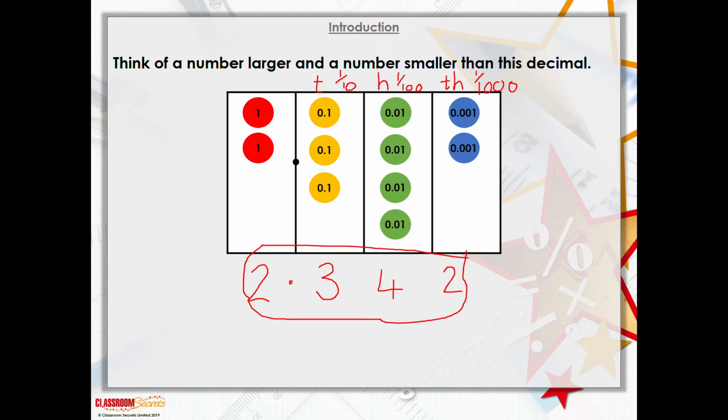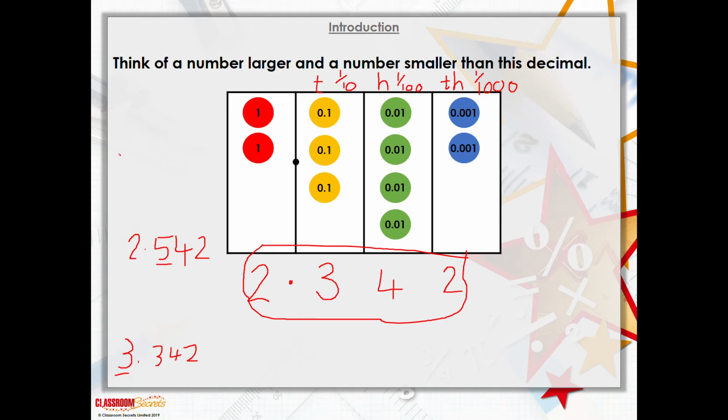So if we're going to make the number larger, what do we have to do? Well, we need to change one or two or all of these digits to become larger. So I'm going to start with the two, just going to make that a three. So we could have three and leave it as that, 3.342. That would be larger than the number that we've got there because I have one extra one. Or I could have kept the 2 point and changed my 3 to a 5 and kept the other things the same. 2.542 would be larger. Because now instead of having three tenths in the tenths column, I would have five.